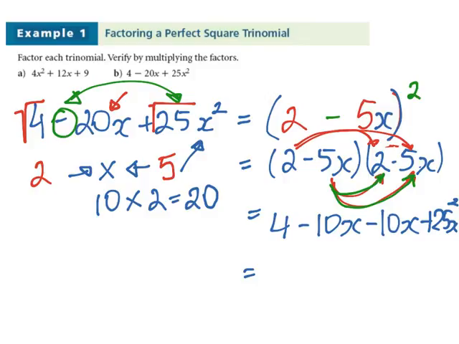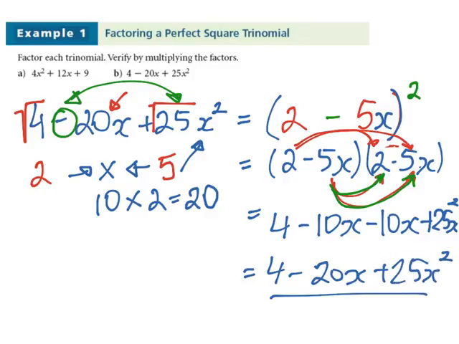And let's combine the like terms. 4 minus 10x minus 10x is 20x plus 25x squared. And notice that this is identical to the original question. It's a little check for us. So this is our check.